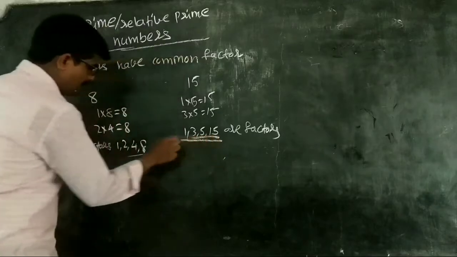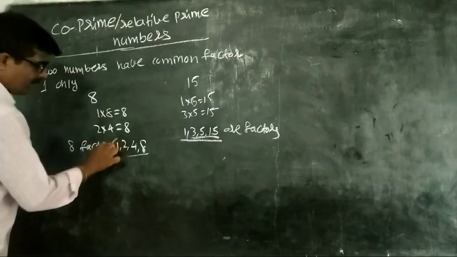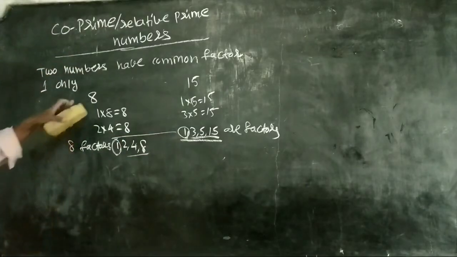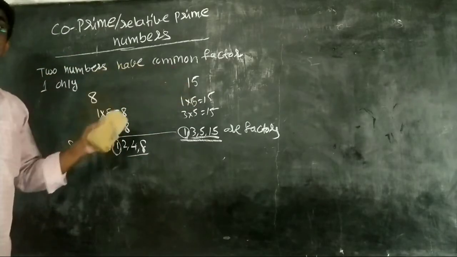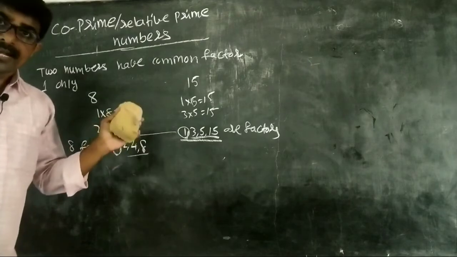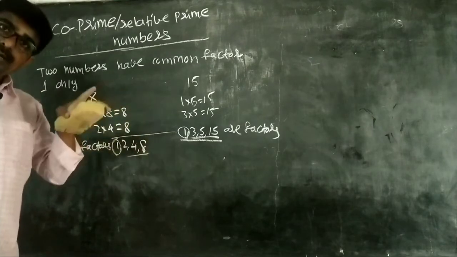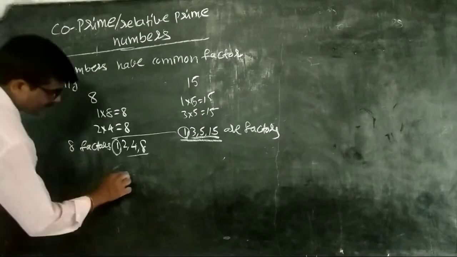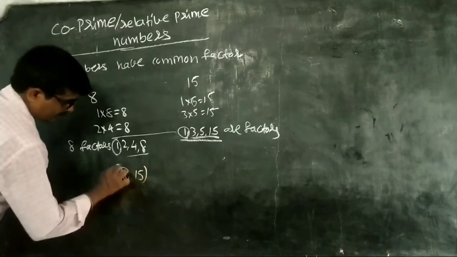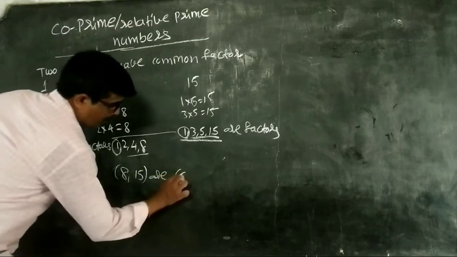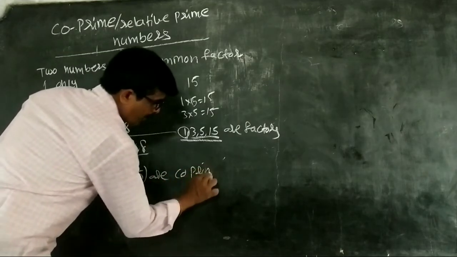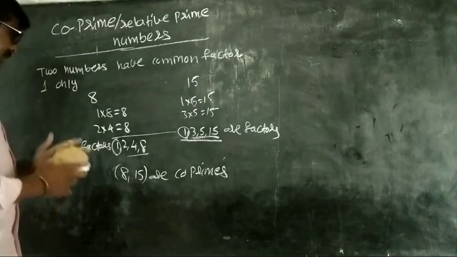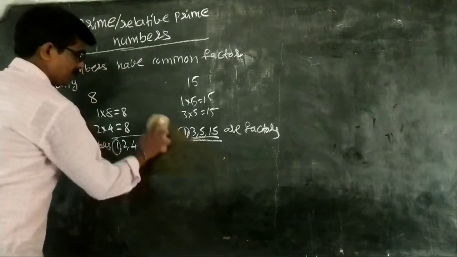So which is common? Only 1 is common. Therefore 8 and 15 are co-primes. But they are not prime numbers. They are co-primes because they have only one common factor. 8 and 15 are co-prime. Okay? Understand? Next, I am going for another example.